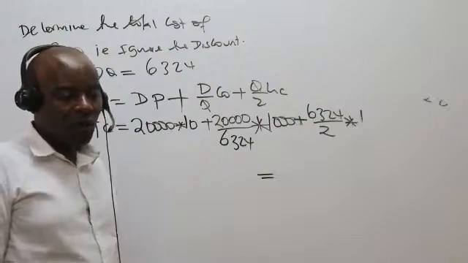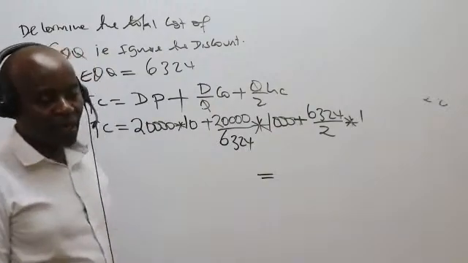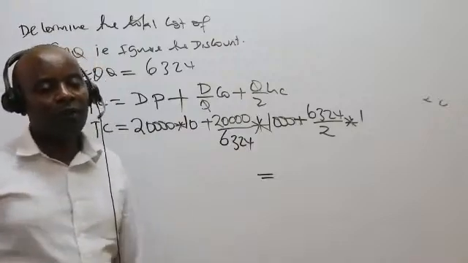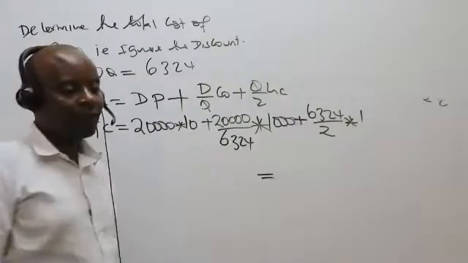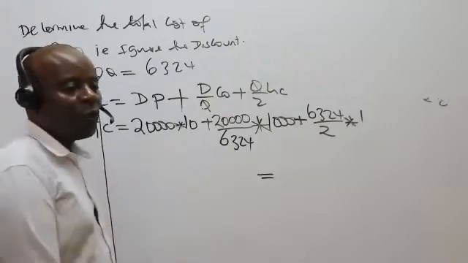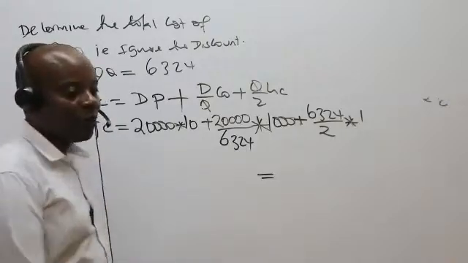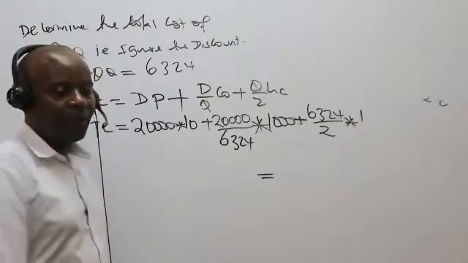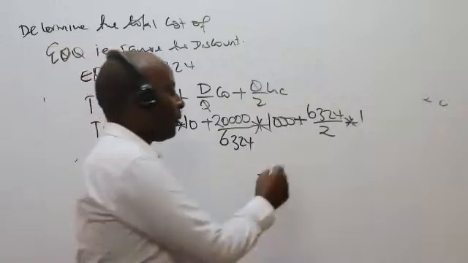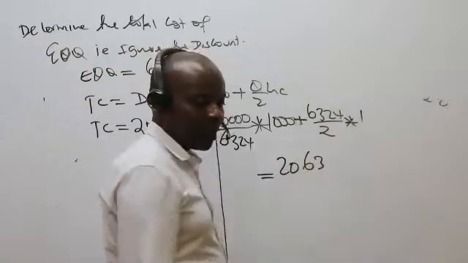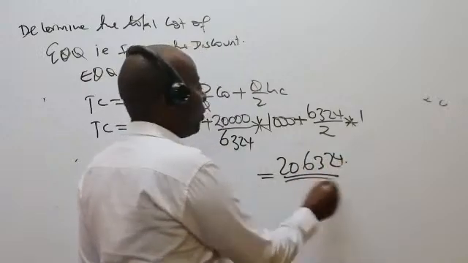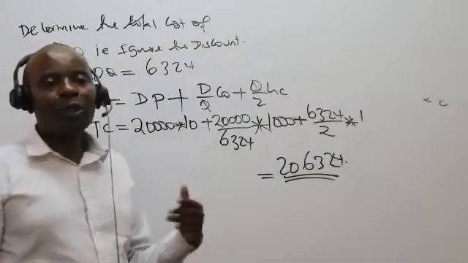Great, thank you. So what are we getting there? The final answer, how much is it coming? Team has given me 2063, 2063, 24. Thank you very much. Kenya shillings.